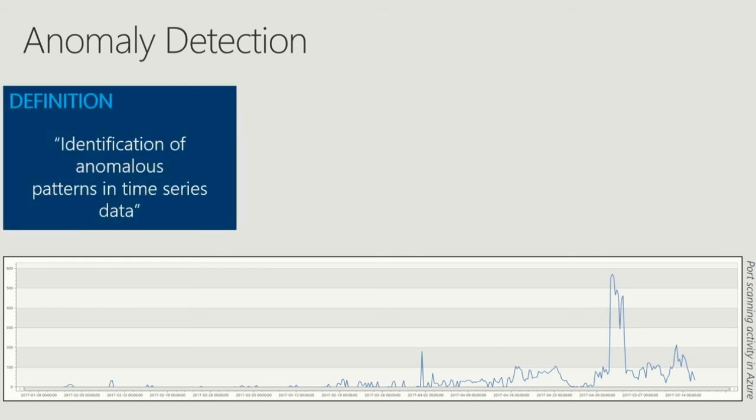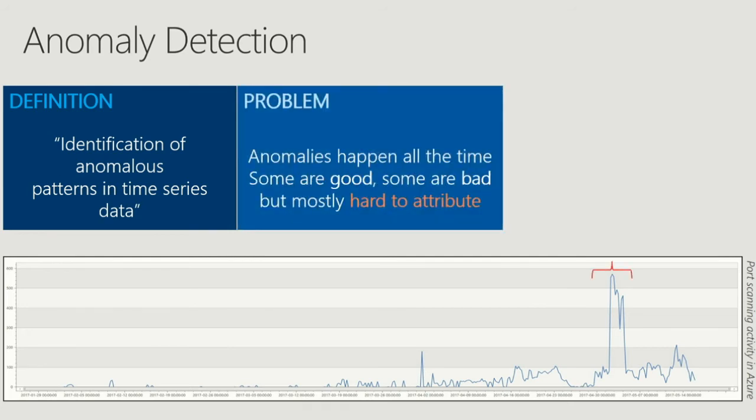Now, as you know, anomaly detection is the identification of anomalous patterns in a series of data. And there's a big problem with anomaly detection. Some of them are good, some of them are bad, but most of them are hard to attribute. Look at the graph below. It plots the SMB port scanning activity in Azure from January until May. We'll get back to that very soon in an example in a couple of slides.